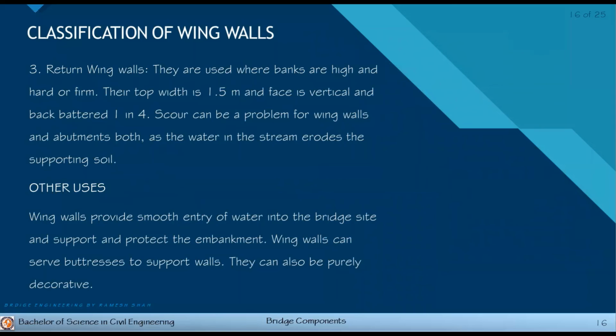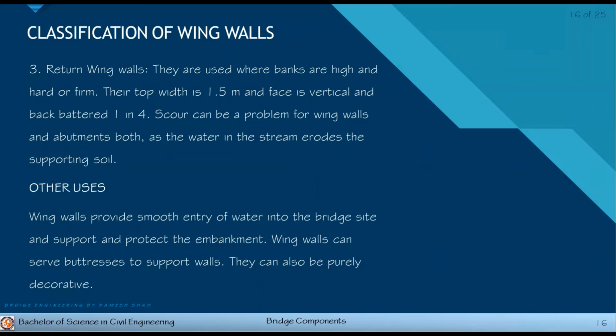Next is return wing walls. They are used where banks are high and hard or firm. Their top width is 1.5 meters and the face is vertical and back batter 1 in 4. Scour can be a problem for wing walls and abutments both, as the water in the stream erodes the supporting soil.